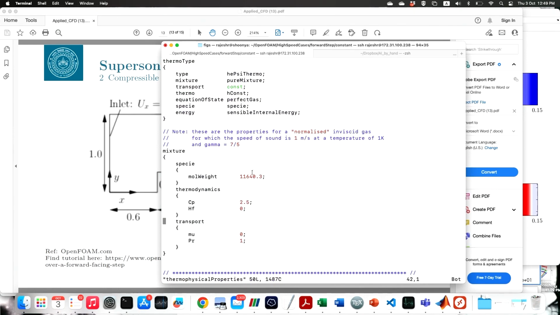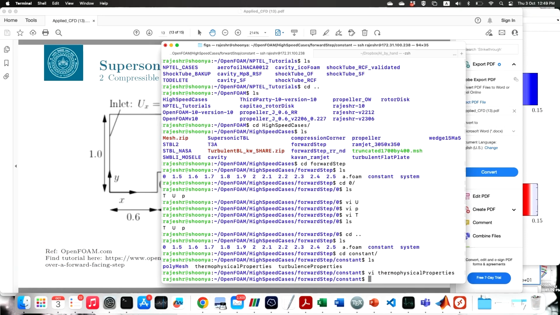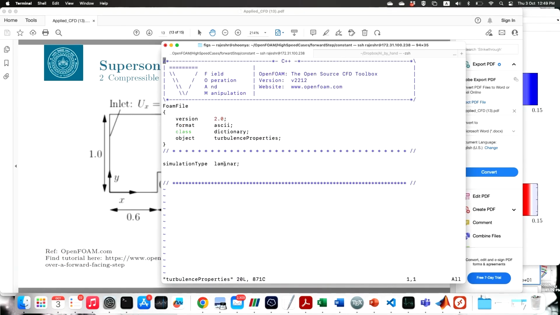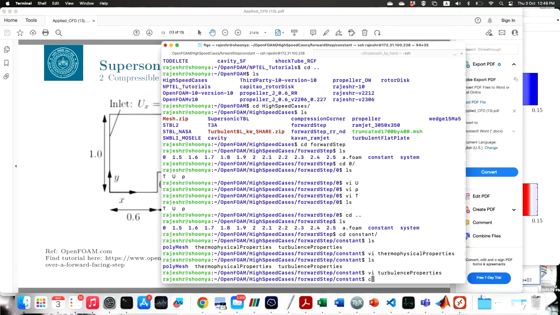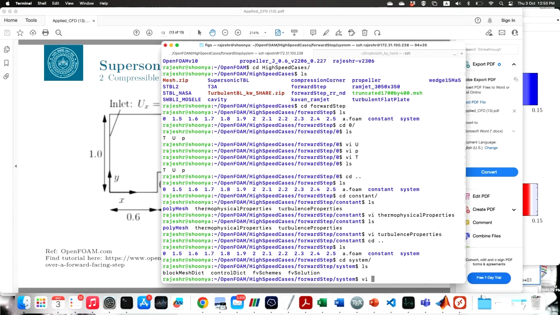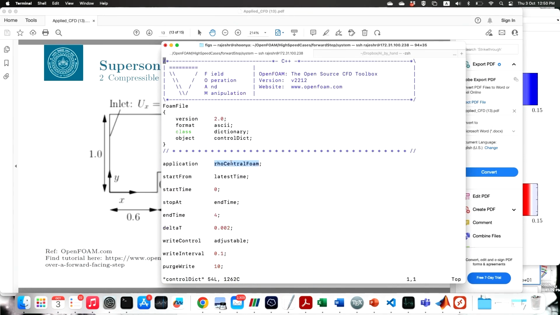And if you go to the system, thermophysical properties, you can see the molecular weight is very high. Typically if you do it for air, you would expect the molecular weight to be 28.9 or 29, right, but here the molecular weight is very high. Cp is also very different, earlier it was 1005, now it is 2.5. So how did it happen? The mu is 0 because we are doing inviscid flow here. If you go to turbulence properties, it is anyway inviscid flow, so laminar and mu equal to 0. And then I think we are solving it using rho central form.